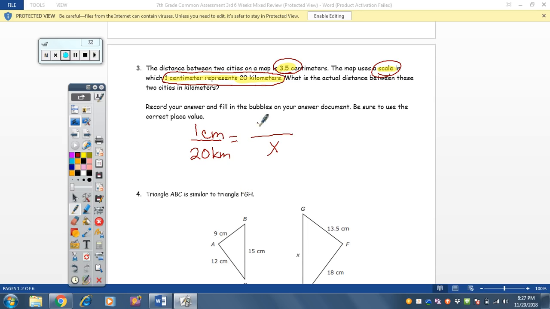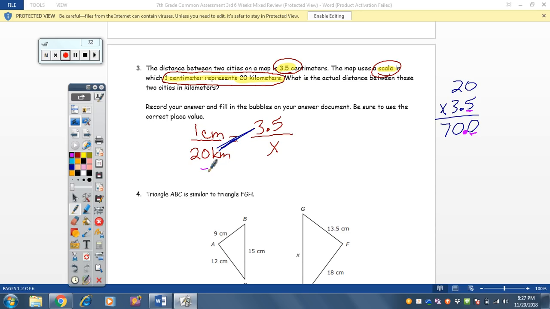When you solve this, you multiply 20 times 3.5, and you end up with 70, or 700, sorry. And then you have a decimal. There is one number behind the decimal, so there needs to be one number behind the decimal here. On your griddable, if the decimal isn't right here, you are not correct.